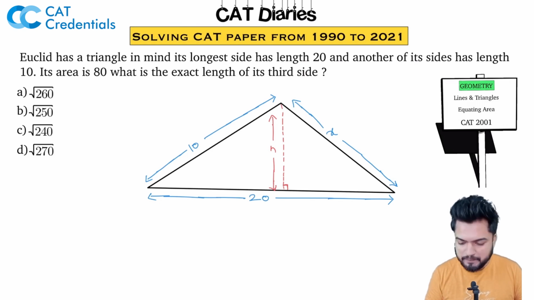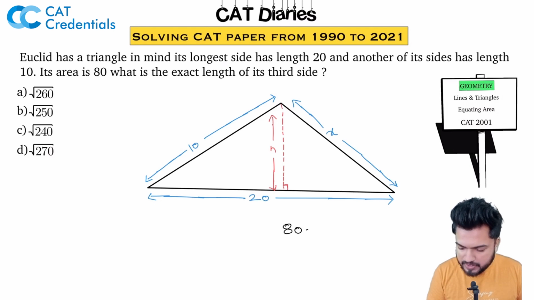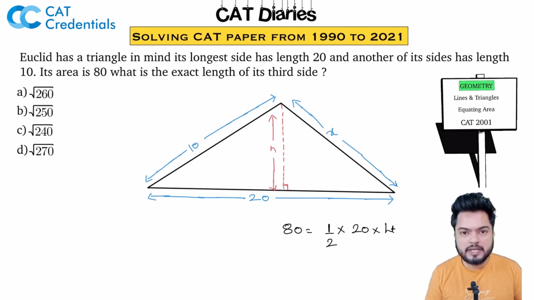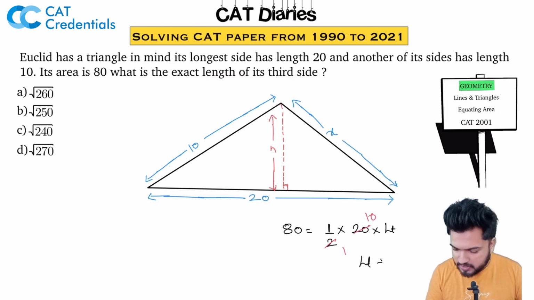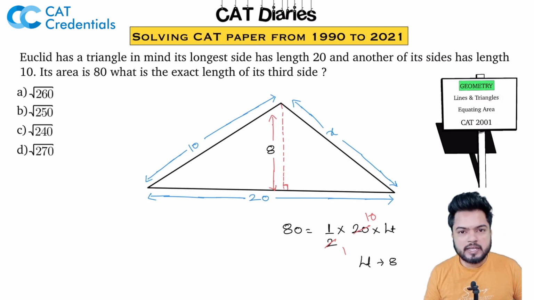It's the same. Now which formula will I use? I know the area is given to me as 80. So area of a triangle is half into base, that is 20, into height, that is h. This will give me, if I cut this, 2 1s are 2, 10s are, height is equal to 8. So I get the height of the triangle as 8. At the place of h, I'll write 8. So all looks clear till now.